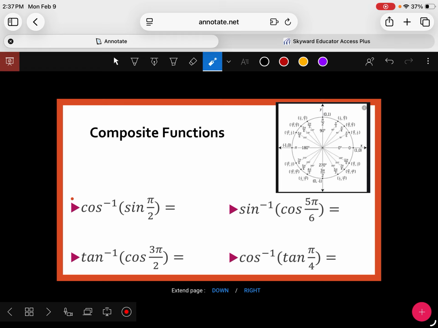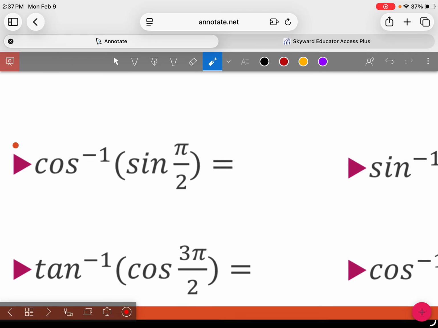Okay, so we're going to continue in 7.1, which is inverse trig. And now we're focusing on composite. Composite is a 2-step question. We start by finding the answer to what's on the inside of the parentheses. And when we find our answer, then I'm going to find the inverse of that answer. All right, so let's go ahead. Let me zoom in a little bit.